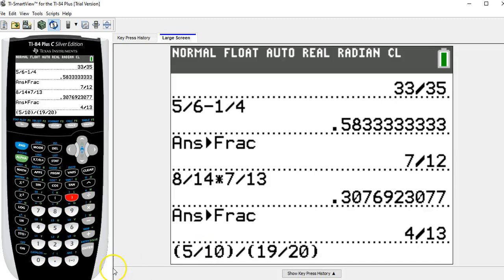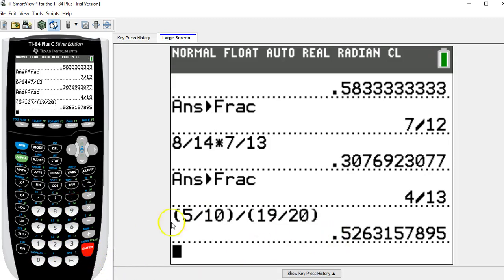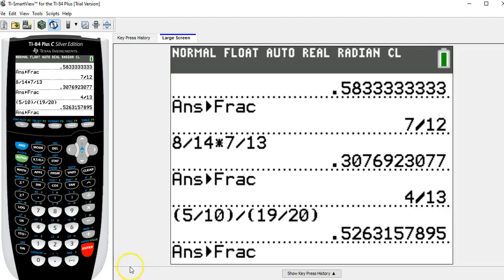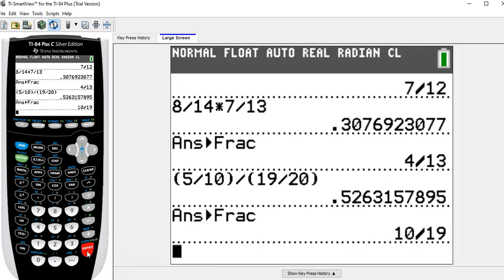This is going to give me the answer in decimal form. And now if I go to math, just the very first thing, enter, and I hit enter again, it'll convert that to a fraction in lowest terms, 10/19ths.